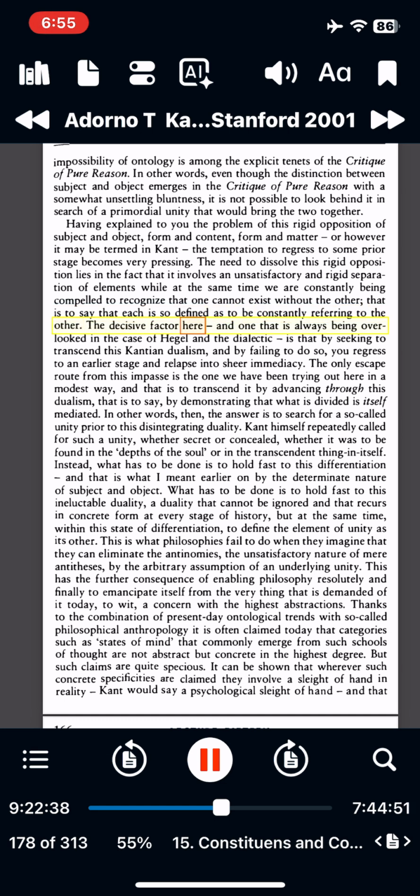The decisive factor here, and one that is always being overlooked in the case of Hegel and the dialectic, is that by seeking to transcend this Kantian dualism, and by failing to do so, you regress to an earlier stage and relapse into sheer immediacy. The only escape route from this impasse is the one we have been trying out here in a modest way, and that is to transcend it by advancing through this dualism, that is to say, by demonstrating that what is divided is itself mediated. In other words, then, the answer is not to search for a so-called unity prior to this disintegrating duality. Kant himself repeatedly called for such a unity, whether secret or concealed, whether it was to be found in the depths of the soul or in the transcendent thing in itself.